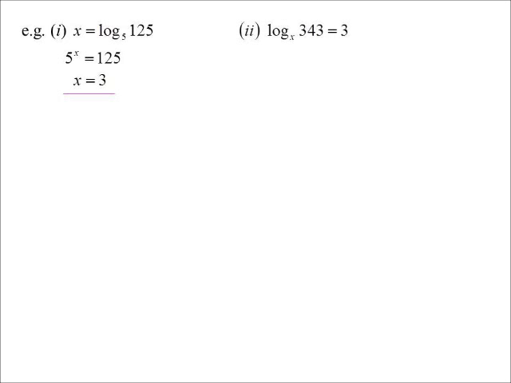So this one, when I look at it, I'm saying x to the power of 3 should be 343. But again, if you don't see that straight away, you can think of it as, okay, let's exponentialize both sides. x is the base, so we'll end up with x cubed is 343. Cube root of 343 is 7.